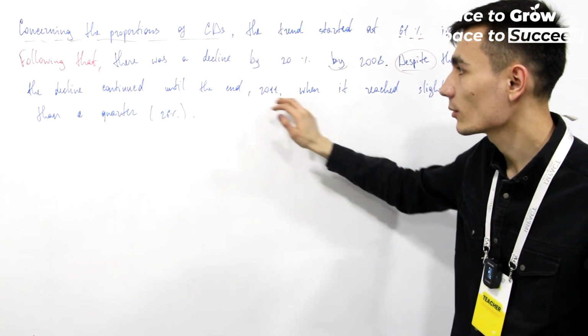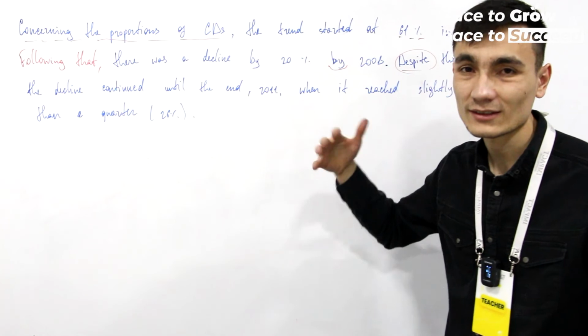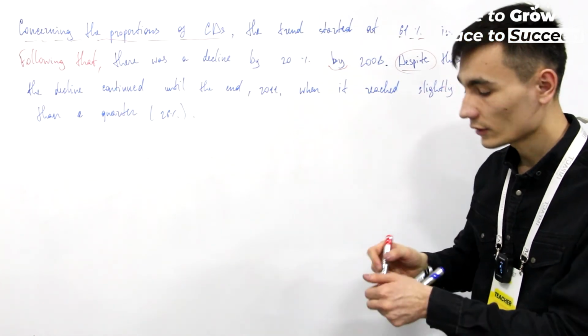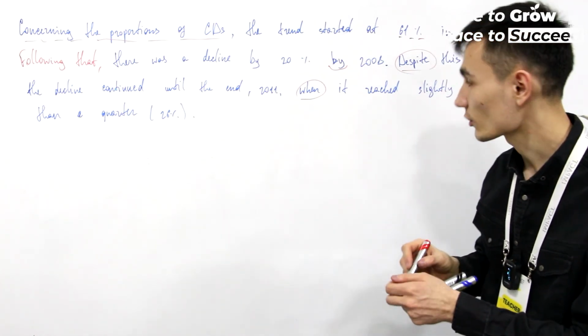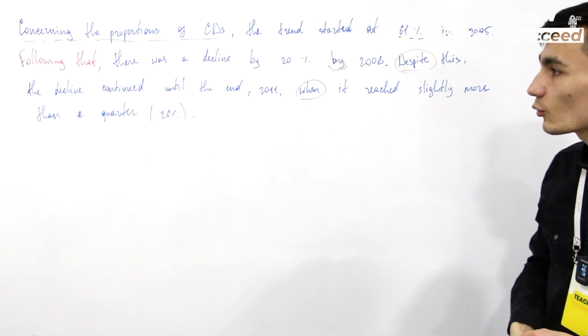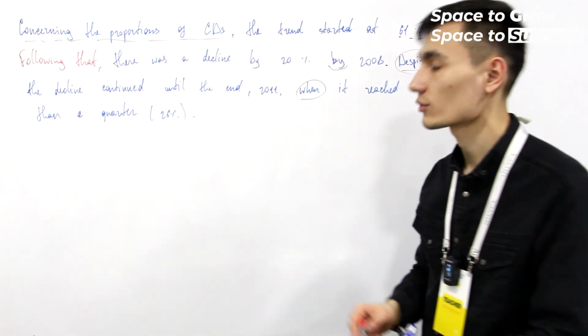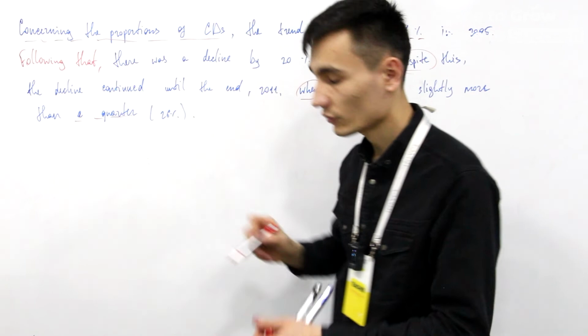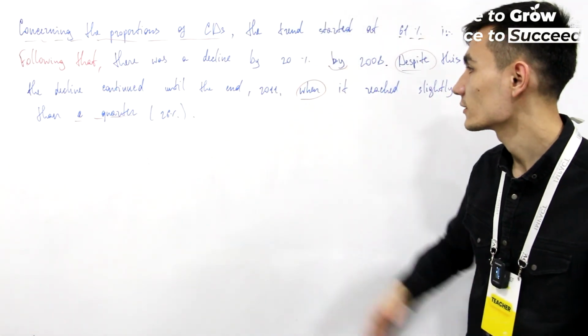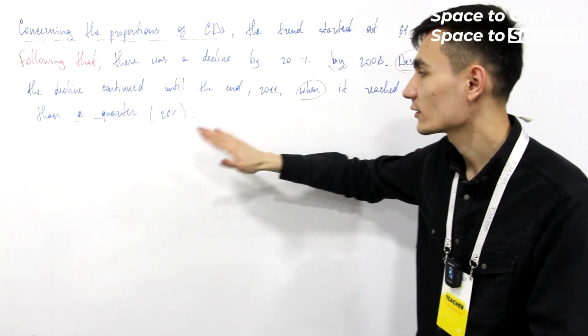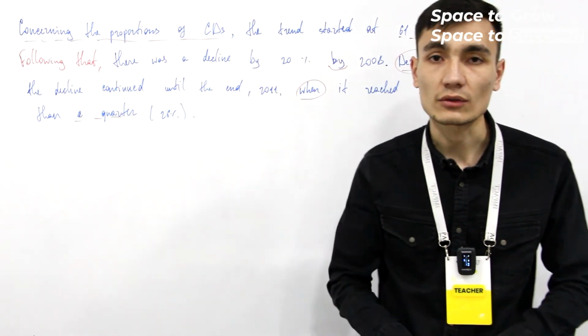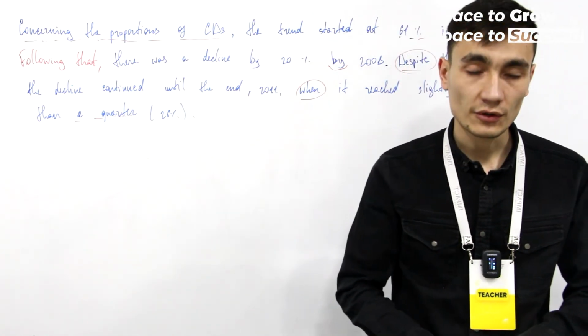As you see, I put comma both sides because these are synonyms, like these are the same things. When I used, again, complex structure, when it reached slightly more than a quarter, I just wanted to use better structure. Slightly more than a quarter, as you know, is 25%, and I just opened brackets and just gave the exact actual number. So it was the end of our first body paragraph.